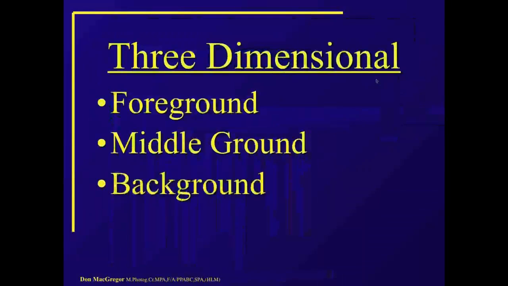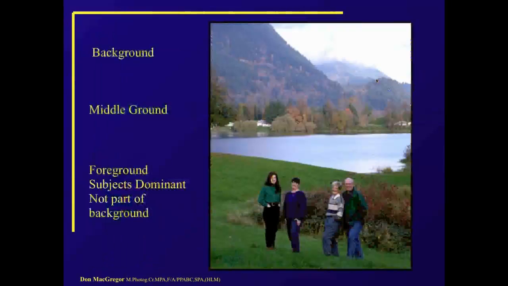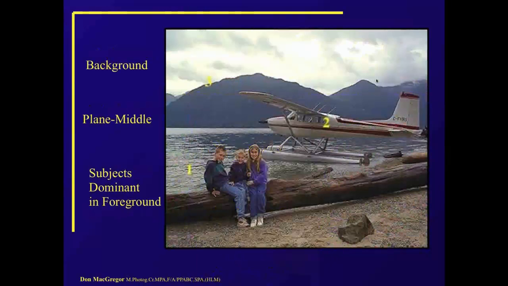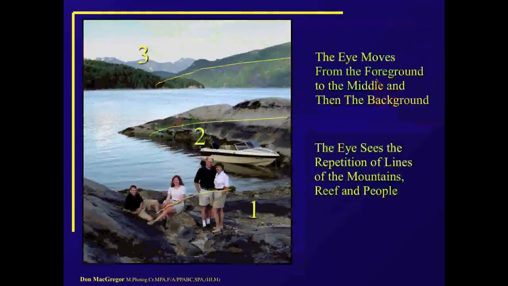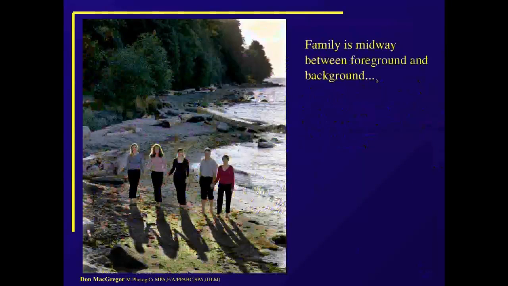In good portraiture, we want to find a three-dimensional feeling: foreground, middle ground, and background. Quickly looking at these images, we have foreground, middle ground, and background. There's a sense of depth to the images. This is the image I did when we flew the kids up to the Harrison Lake area. There's a strong sense of depth to the images.